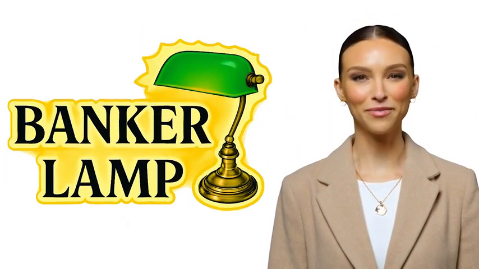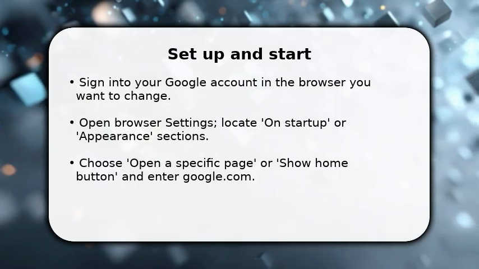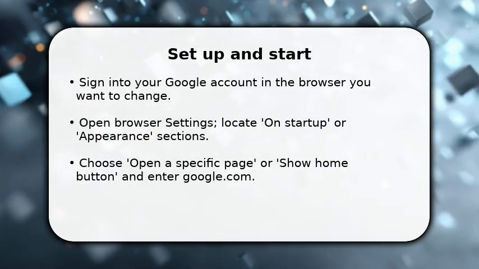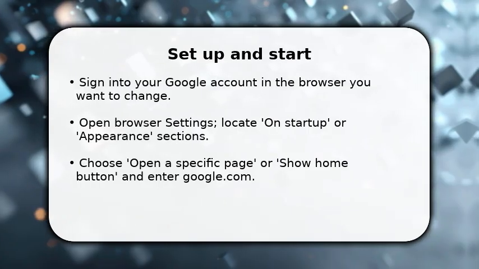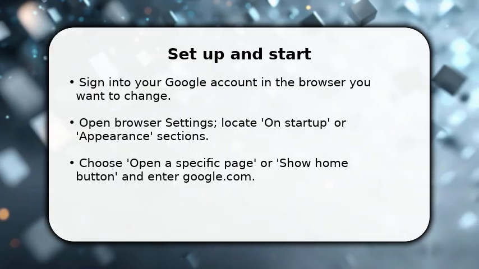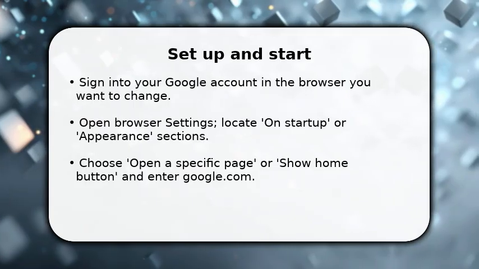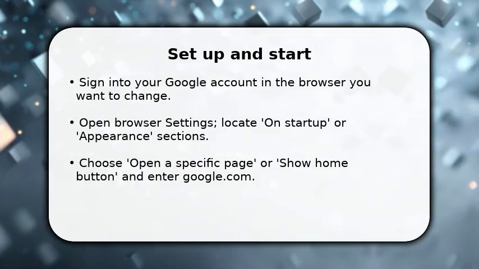Please enjoy the video. You begin by signing into the exact browser profile you'll modify. Once signed in, open Settings and go directly to On Startup or Appearance. Don't linger. Choose Open a specific page, type https://www.google.com and enable Show Home button if needed.